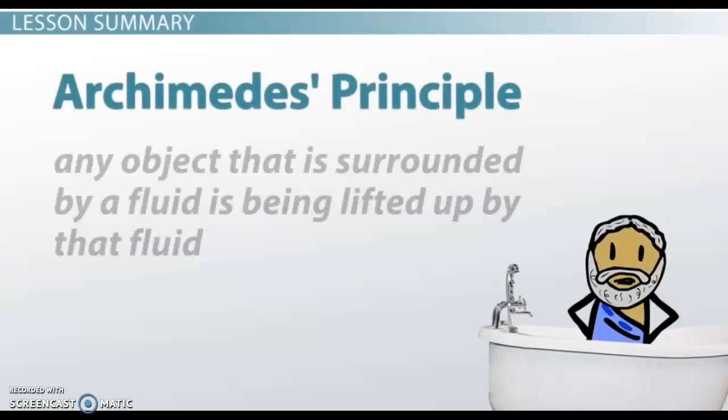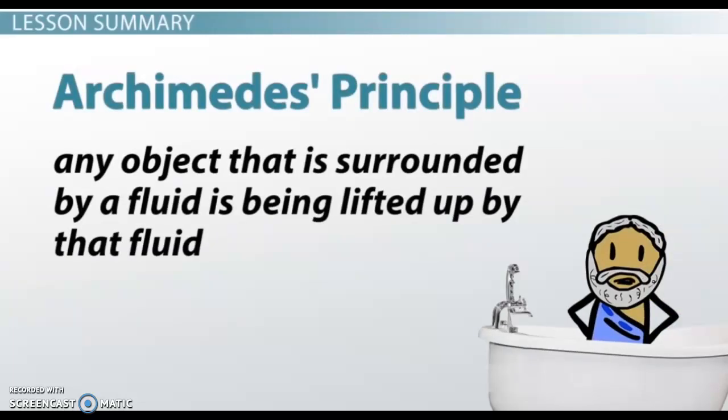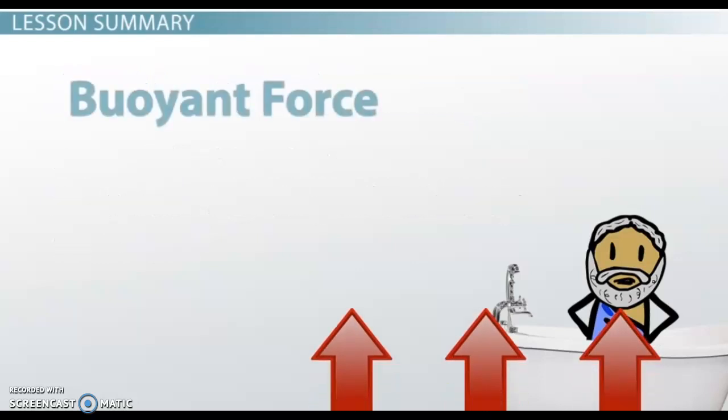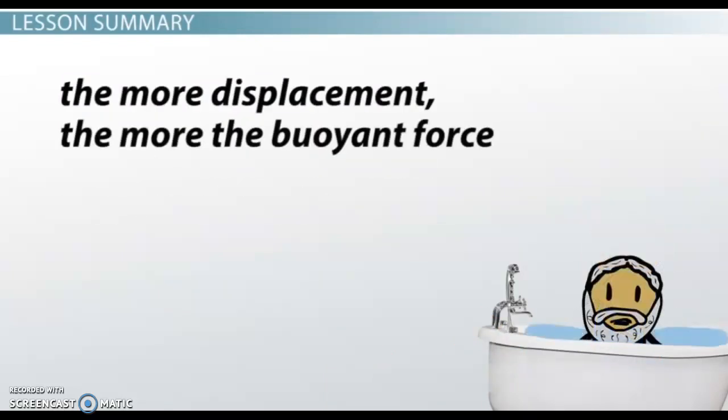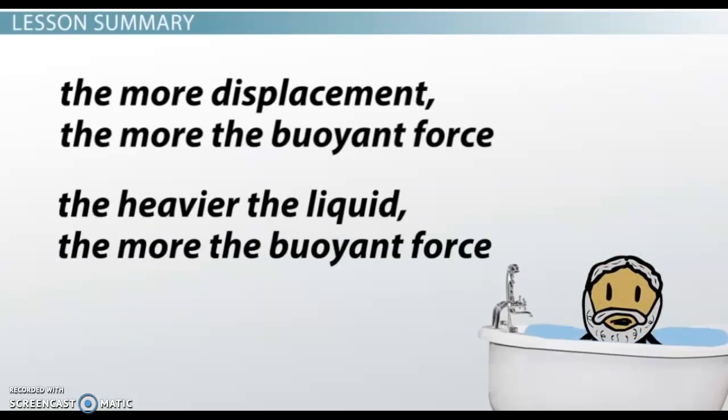Archimedes' principle is that any object that is surrounded by a fluid is being lifted up by that fluid. This lifting is the buoyant force, which is equal to the weight of the fluid the object displaces. Therefore, the more displacement, the more the buoyant force, and the heavier the liquid, the more the buoyant force.